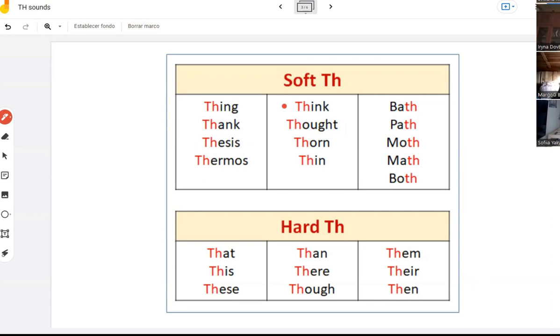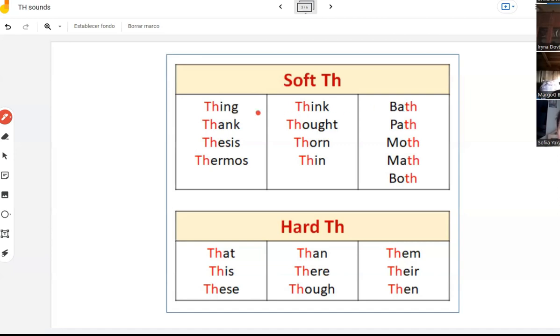Okay, at the end. Bath. That would be American pronunciation. In British, you would say bath. Path. Moth. Math. Both. Okay. Is there any word that you would like to try to pronounce that you think is difficult, to check if you pronounce it correctly? No? You sure? Okay, so what about if you pronounce the first words from the first, second, and third column?